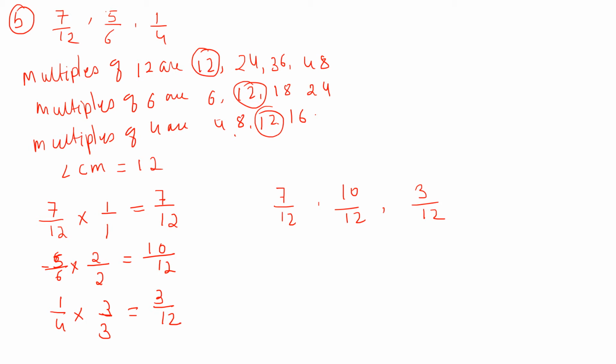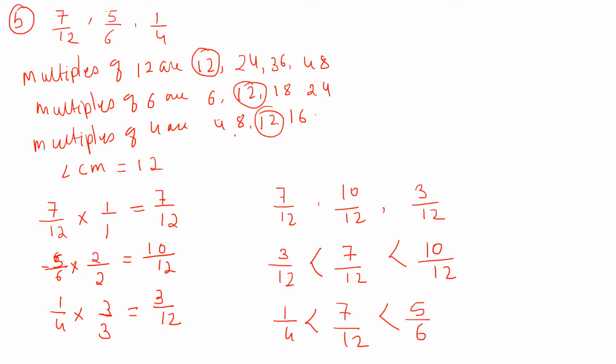So 3 by 12 is smaller than 7 by 12, which is smaller than 10 by 12. Now see, this 3 by 12 is represented by 1 by 4. Then 7 by 12 is 7 by 12. Then 10 by 12 is 5 by 6. Okay, so in this way we will arrange the numbers.